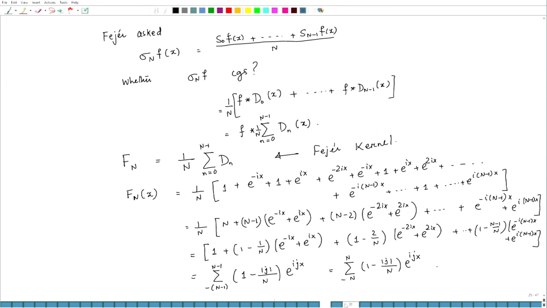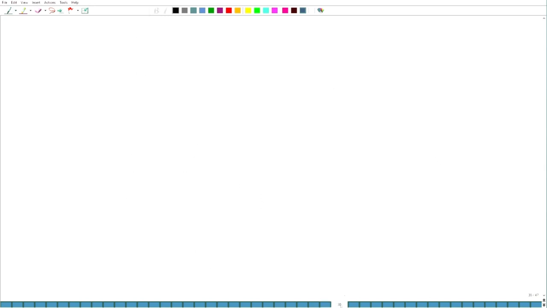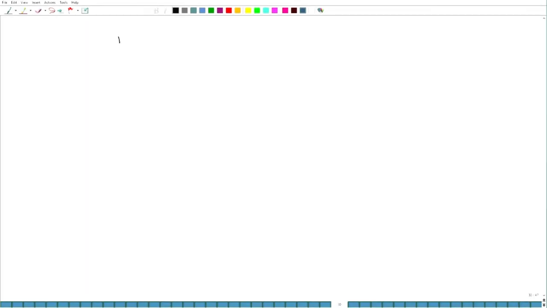Okay, so now what are the conditions this Fejer kernel satisfies? Clearly, 1 by 2 pi integral from minus pi to pi of F_n(x) dx is equal to 1 by 2 pi integral from minus pi to pi of the summation over mod j less than or equal to n of (1 minus mod j by n) e to the power i j x dx.